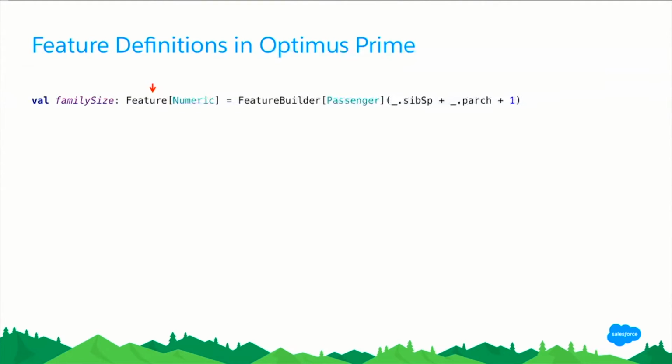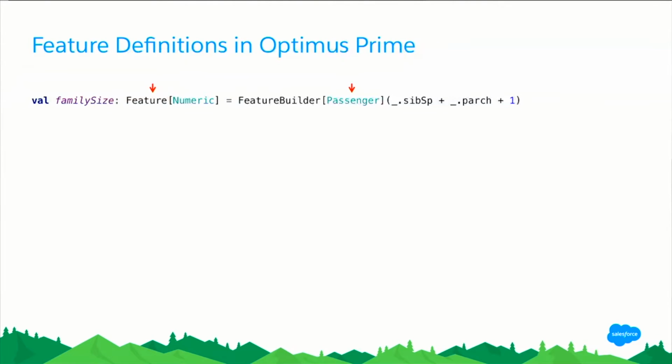And the other interesting thing here is that it's not mutating the underlying data. It only depends on the type of the underlying data. So you could apply the same feature definition to any data of type passenger. And there's a very clean separation between feature definitions and data. Now let's take a look at how you would do feature transformations.